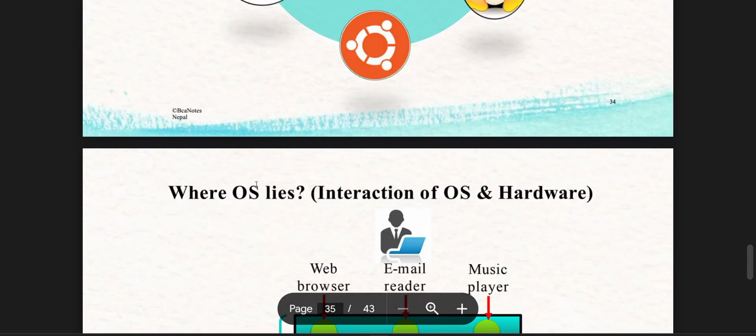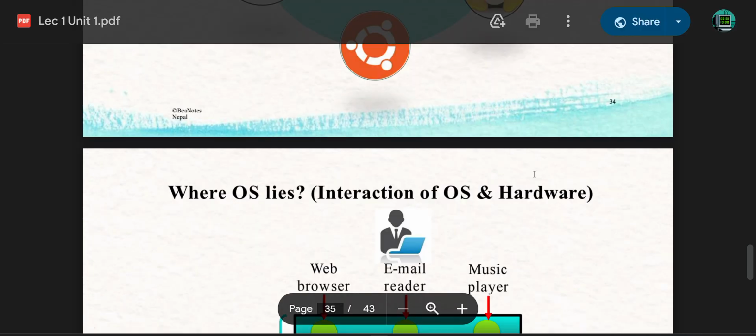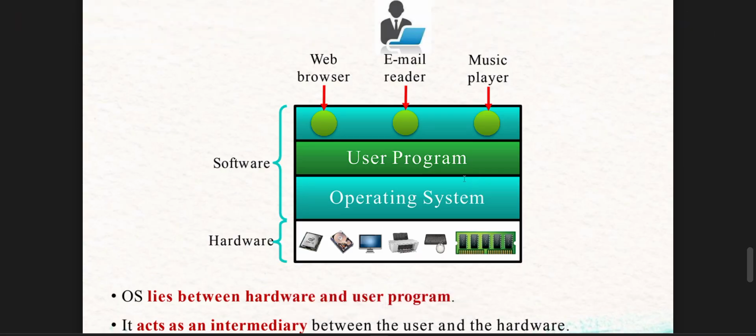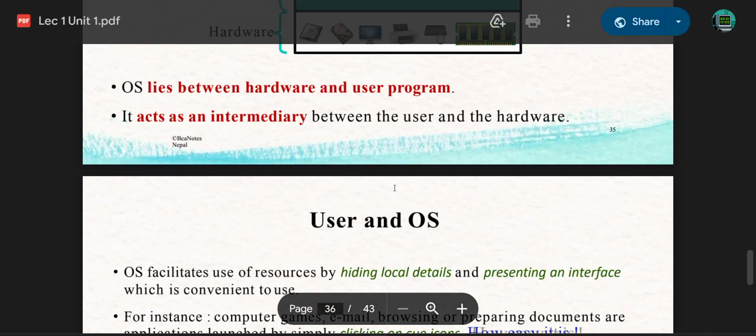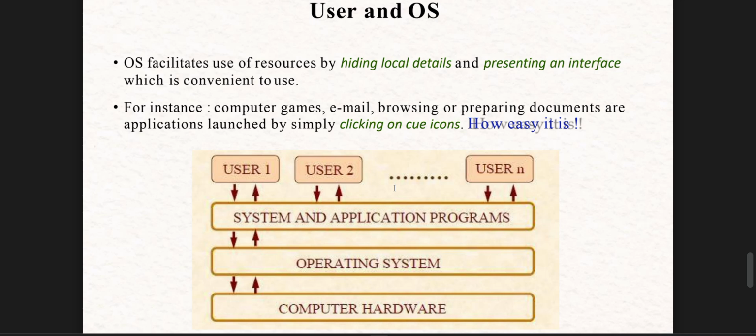Where does the OS lie? Interaction in the OS: hardware, web browser, email reader, music player, software user program, operating system, hardware. The OS lies between the hardware and the user program. It acts as an intermediary between the user and the hardware. The OS facilitates use of the resources by hiding the low-level details and presenting an interface which is convenient to use. For instance, computer games, email browsing, and preparing documents are applications launched by simply clicking one item. How easy it is.